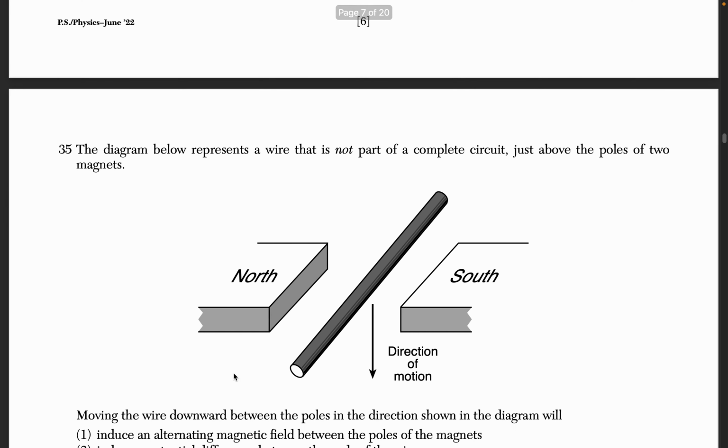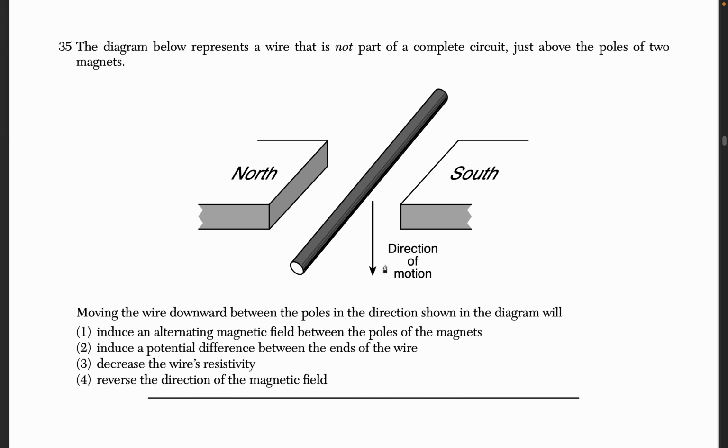Okay, last question for this. The diagram below represents a wire that is not part of a complete circuit, just above the poles of two magnets. Moving the wire downward between the poles in the direction shown will... Okay, north and south. If we have two magnets interacting with a wire, the direction of motion is going down, it will induce a potential difference, because the magnets create a current in the wire that affects the potential difference. So it's 2.